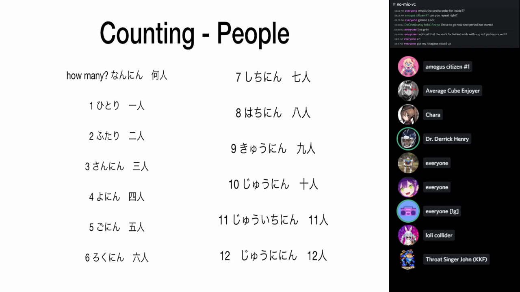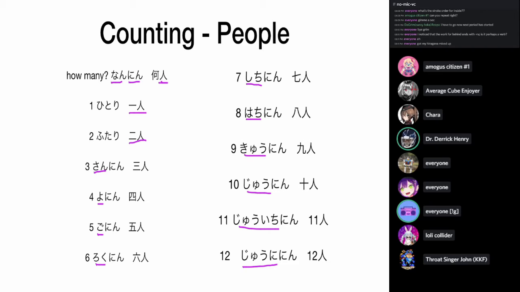So the word to count people for how many is nan-nin. So this kanji, it's a couple of things. It's hito, nin, jin. It means person. In this case, it's nin. So nan-nin is how many people. And the words to count people. So hitori is one person. Futari is two people. And then after that, it's just number plus nin. So san-nin, yonin, gonin, rokunin, shichinin, hachinin, kyunin, junin, and then juichinin, junin, and so on.